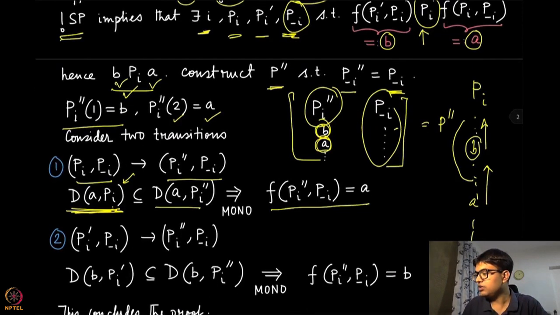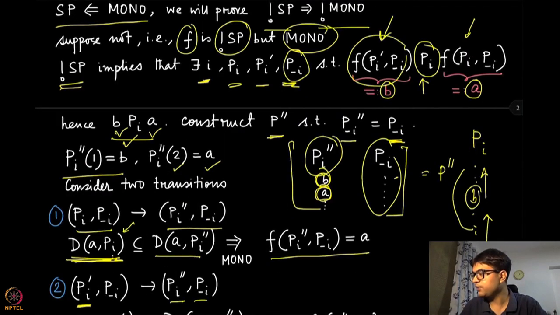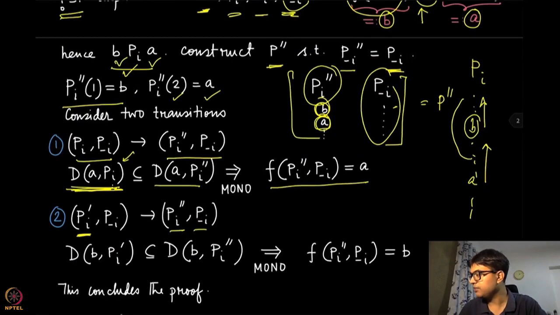Now we look at a different transition. We are looking at pi prime p minus i to pi double prime p minus i. So we know that in pi prime p minus i, the outcome was B. And in this pi prime, we have pushed that alternative to be the topmost. Because it is going to the top, all the alternatives that were potentially above B in pi prime have now gone below B.